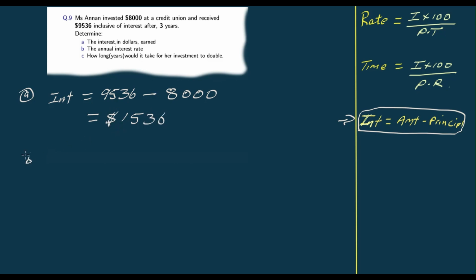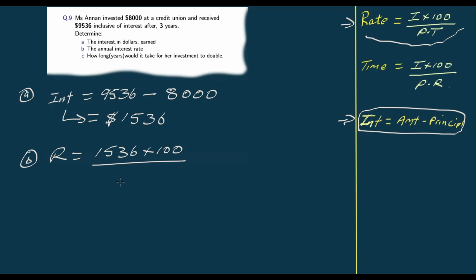Looking at part B asks us what is the annual interest rate. Well, basically we're going to use this formula here. The rate equal interest, and we work out the interest. The interest is 1536. So we have 1536 multiplied by 100 all over the principal by time. So the principal is the original sum invested, which is 8,000, multiplied by the time in years, which is 3 years.